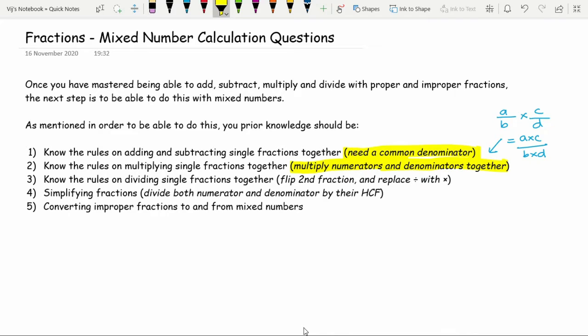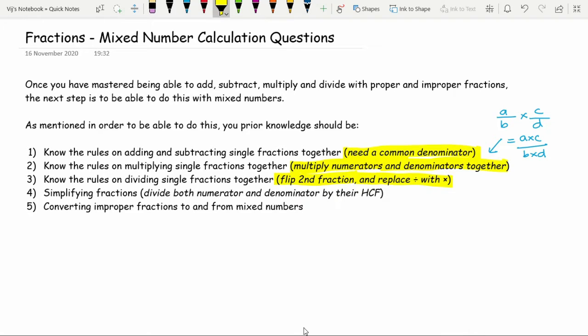Then with dividing, the rule of dividing is you always flip the second fraction and then you replace the division symbol with times. And then it becomes like the times question, where you multiply the two numerators together and then multiply the two denominators together and then simplify where applicable.